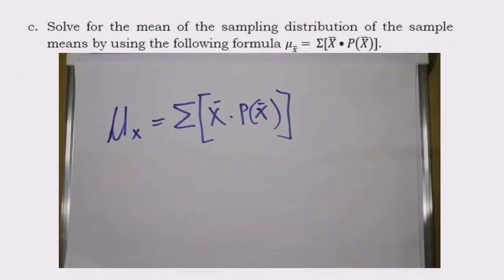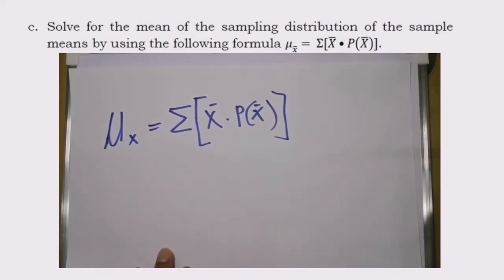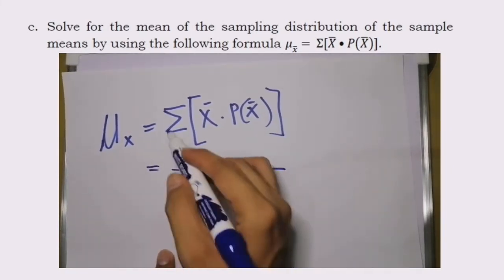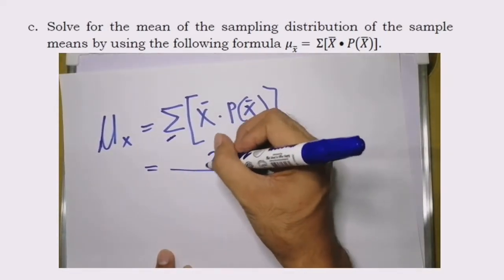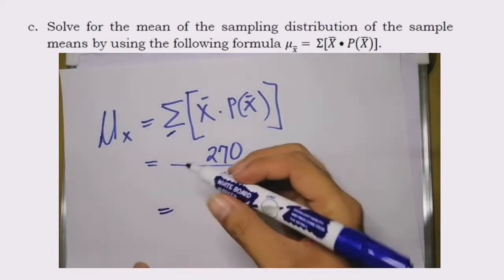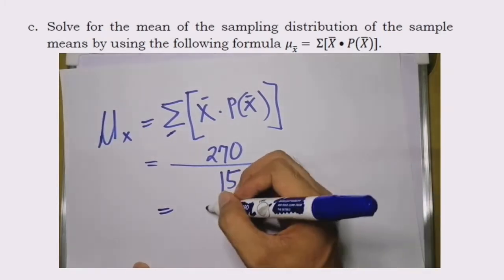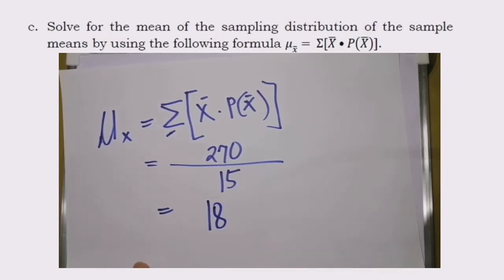Now for letter C, solve for the mean of the sampling distribution of the sample means by using this formula. Actually, in our table we already saw the total, the summation. The total here is 270 over 15. So the mean of the sampling distribution of the sample means is 18. Again, we already saw this earlier in the table.